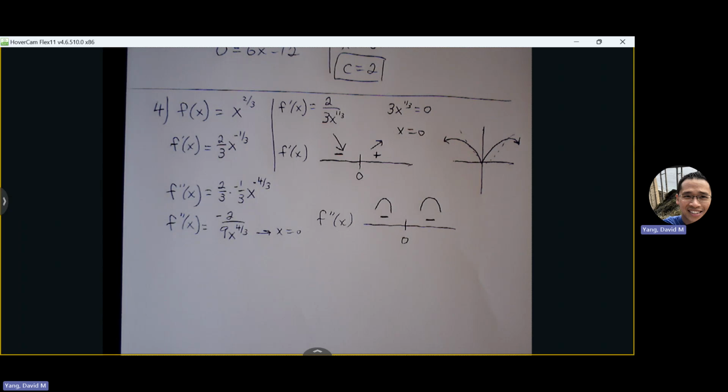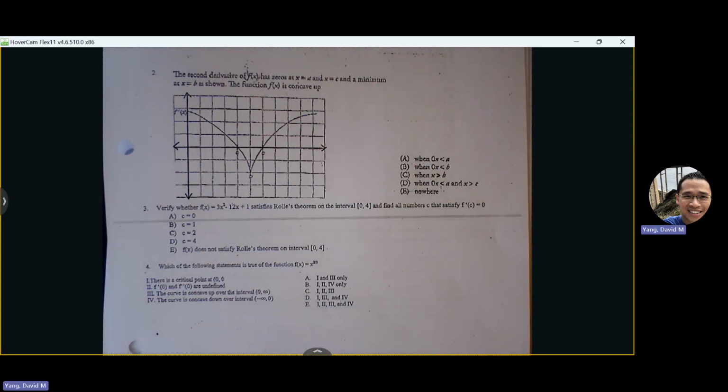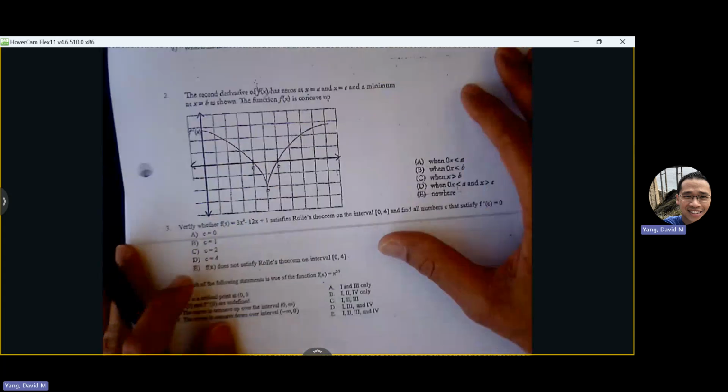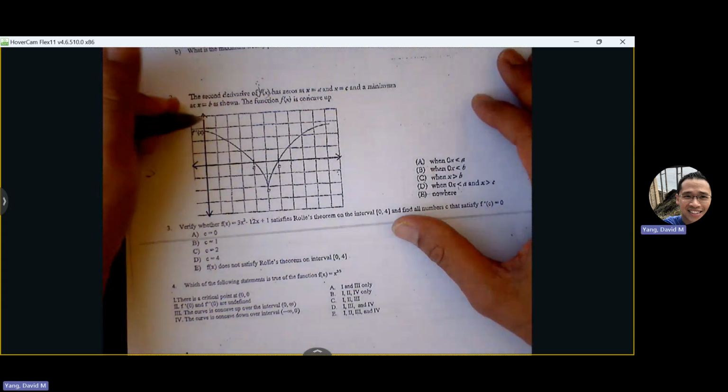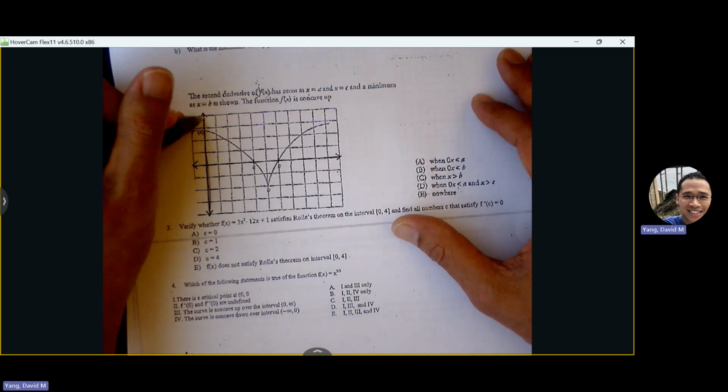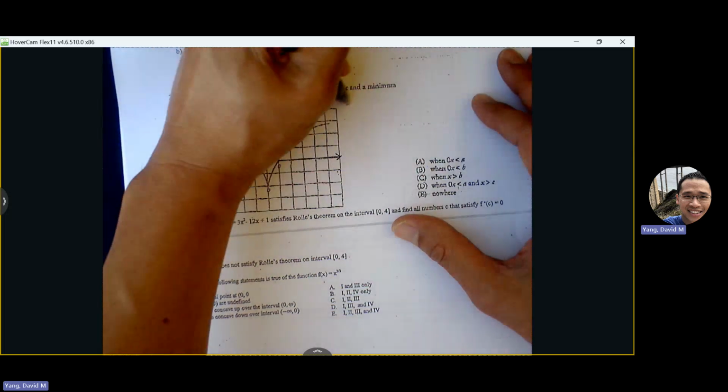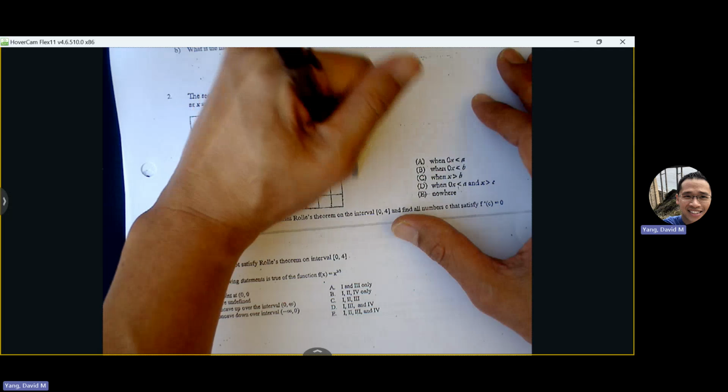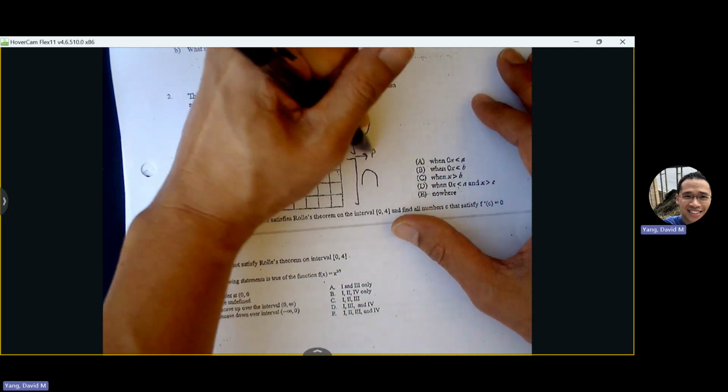Let's do a second derivative graph like how we see above on page 11. Okay, so the second derivative graph has zeros at x equals a and x equals c. When is the function concave up? So we know if we're looking at the second derivative graph, our y-axis represents concavity. So anything above is concave up, anything below is concave down, anything on the x-axis is point of inflection.